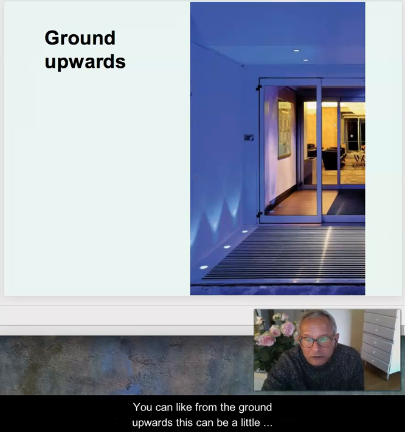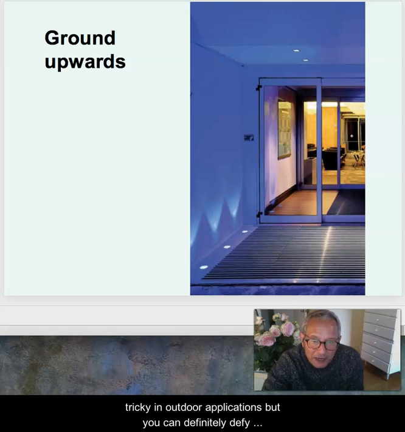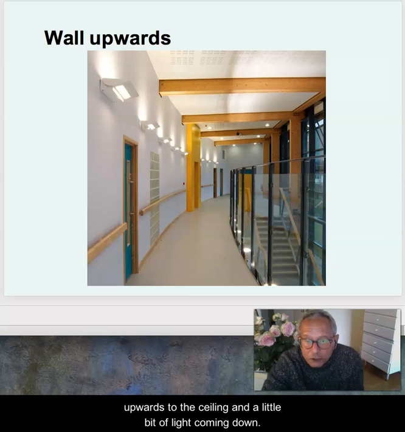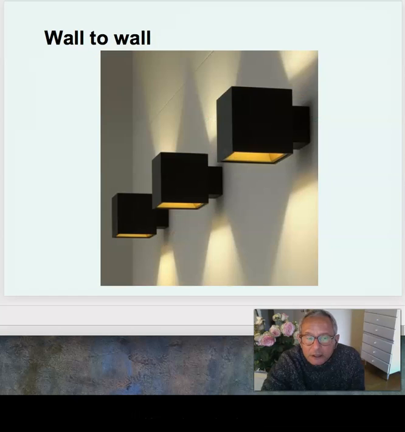But you can light from the ground upwards. This can be a little tricky, particularly in outdoor applications, but you can definitely defy expectations and create some very beautiful lighting effects. Another one, here are sconces, which are lighting from the wall upwards to the ceiling, and a little bit of light coming down.